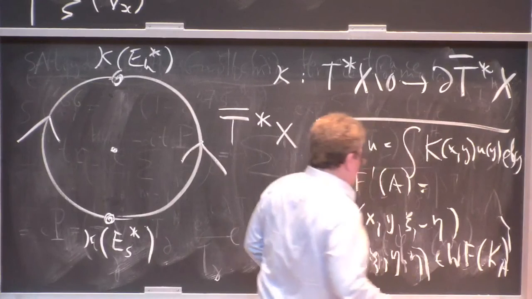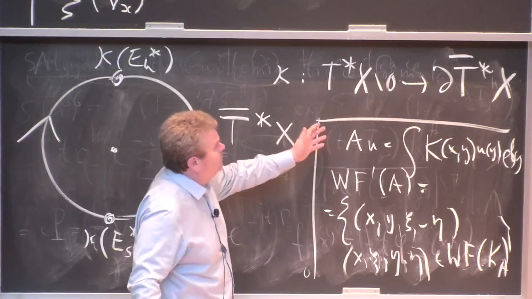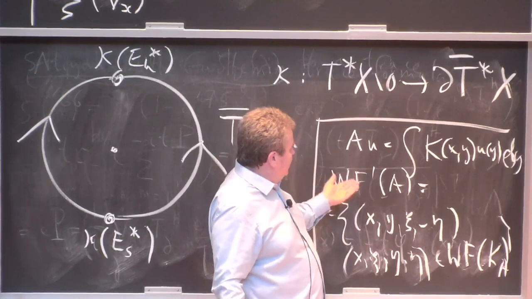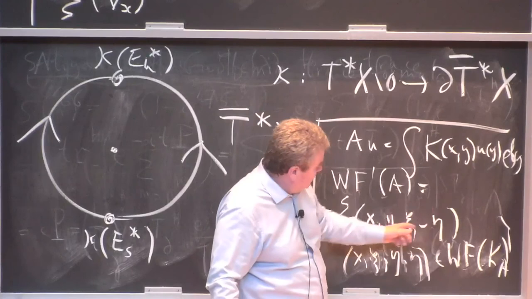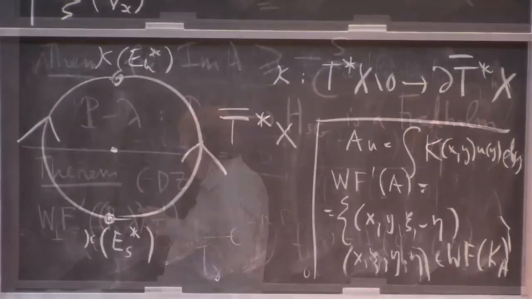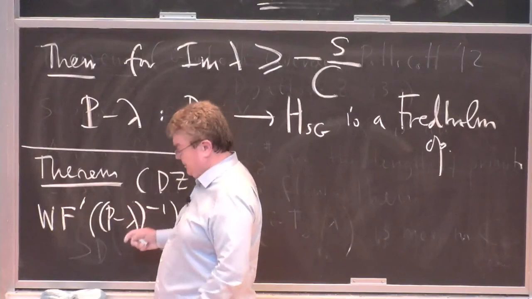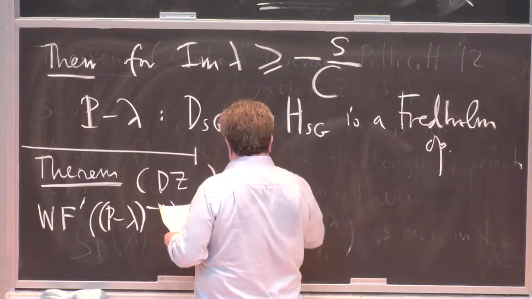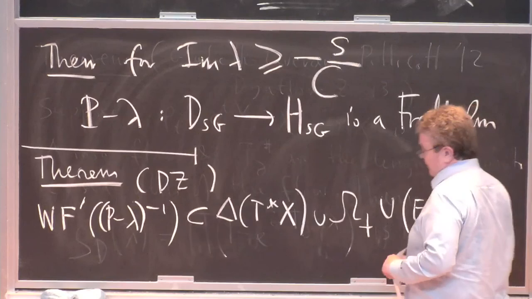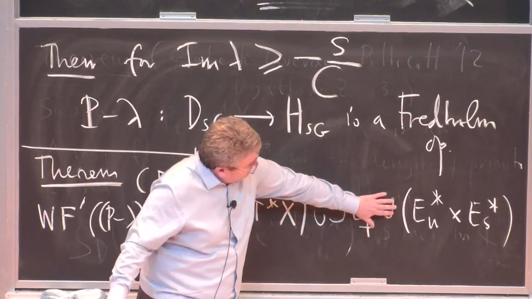Now, the reason for this is, let's just reason by example: if A is the identity, this is the delta function. The wavefront set of the delta function is the conormal bundle of the diagonal. But you would like the identity to be associated to the identity. So if I reorganize things and flip the sign here, then it will be just (x, x, ξ, ξ). And this is this notation here. So this is the wavefront set of the Schwarz kernel of this operator. It's contained in the diagonal of T*X, union Ω_+, union E_u* × E_s*. I'm cheating here slightly because I have to worry about the poles, but the residue will turn out to only have the wavefront set in this.